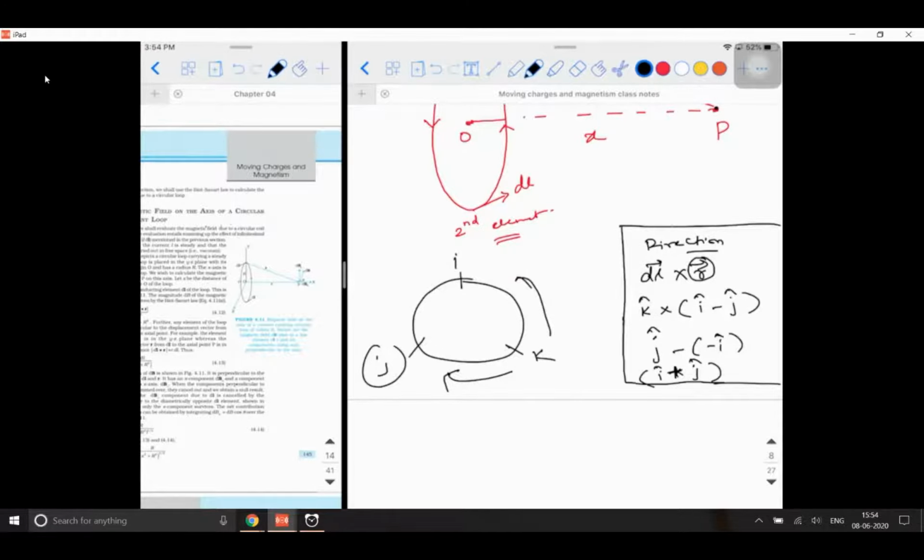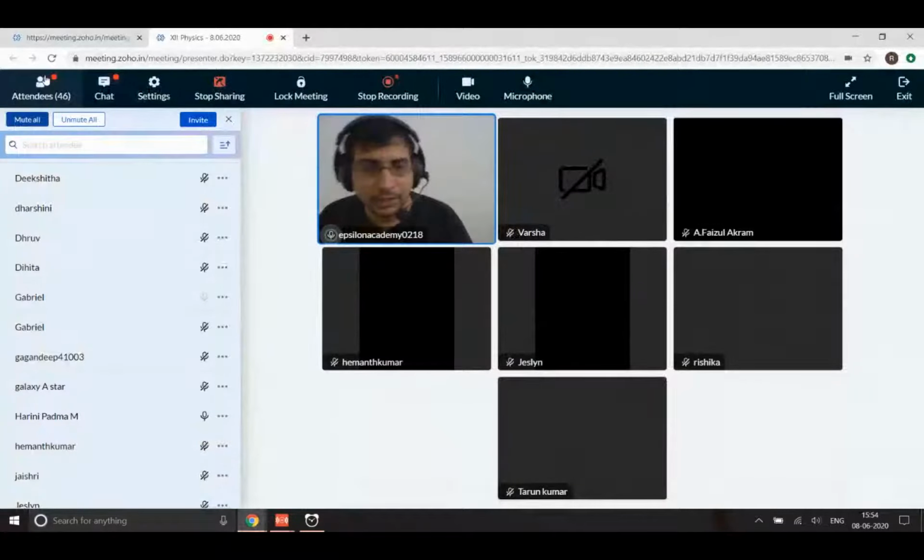So what is this I cap plus j cap trying to tell me? I cap plus j cap. So I is positive and j is positive. Which quadrant is it? First quadrant. It is the first quadrant. Very good. Since I took this point to be the origin, the r vector is like this. So r vector is going into the fourth quadrant, whereas I'm getting the resultant in the first quadrant.